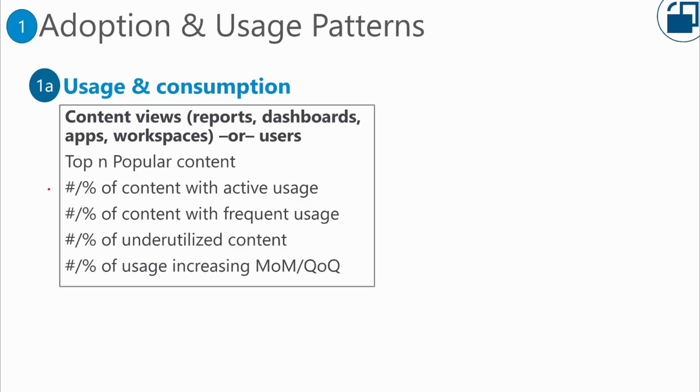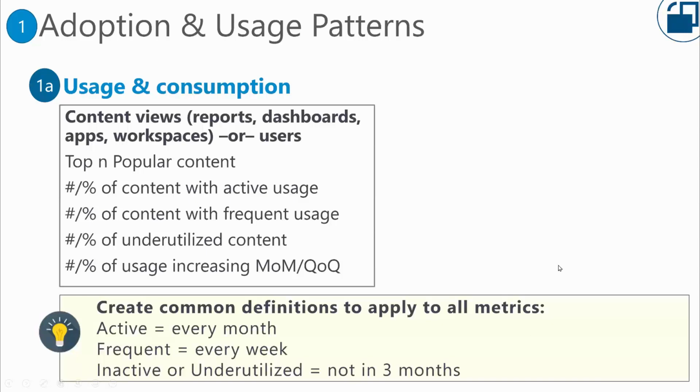Then we've got things like how much content do we have with active usage or frequent usage? And that brings us to defining some definitions that are associated with these different kinds of metrics. So you'll set these up for yourselves, but I tend to say if we have, say, reports with active usage, that means they're run at least once a month, or frequent might be once a week. And then I might use inactive or underutilized that maybe we haven't seen any activity in 3 months. Now, that's not a perfect system, of course, because a really important report might only be used twice a year, but it's still very important.